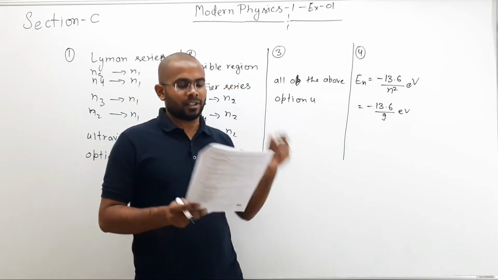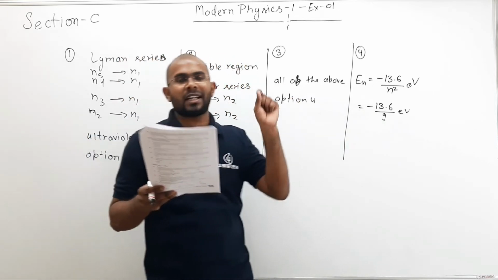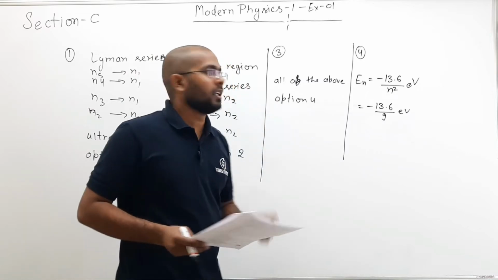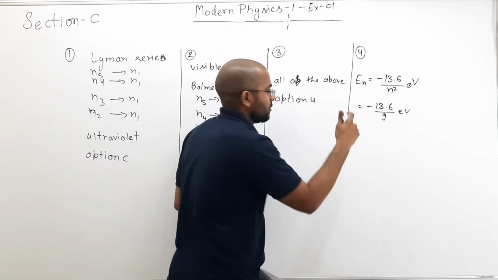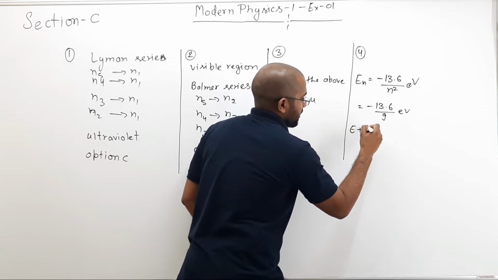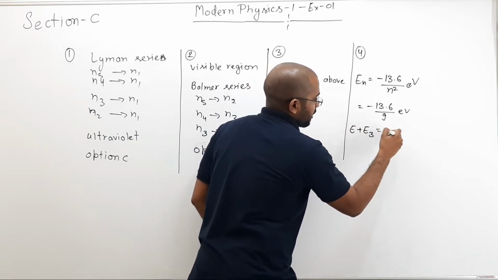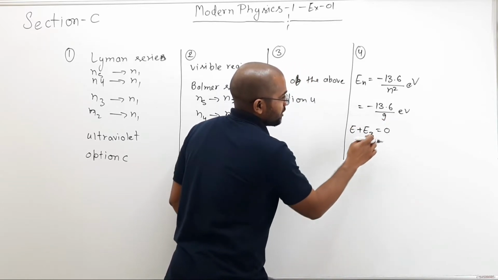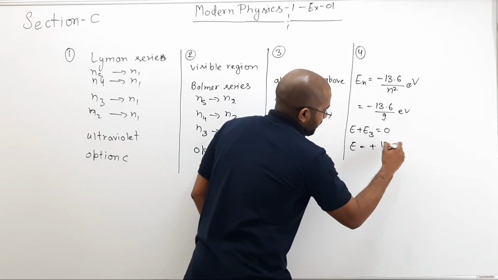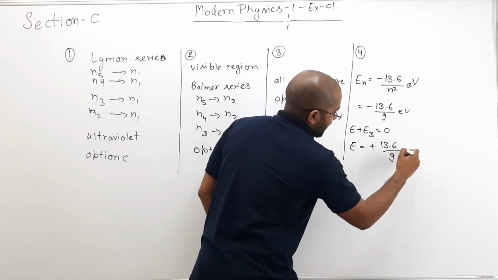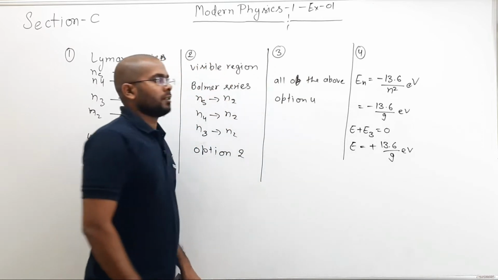So how much energy? What is the minimum energy that must be provided? This I have to make zero. So energy plus energy in the third orbit equals 0. So this is the third orbit. So from here the energy will be plus 13.6 divided by 9 electron volt.